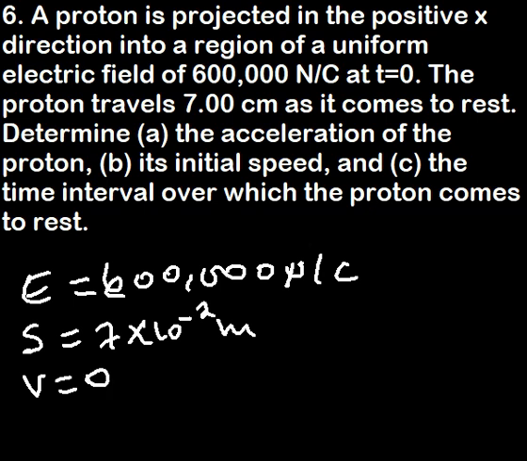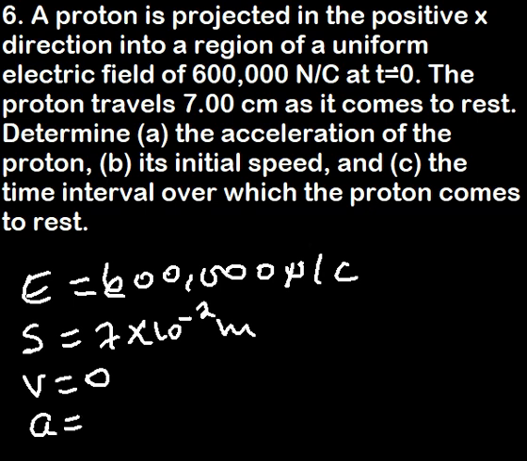So there is no information to do with initial velocity; otherwise we would have been given the question to find the initial velocity. Don't confuse things: the fact that t is equal to 0 doesn't mean the initial velocity is also 0. No. And the question says find the acceleration of the proton.